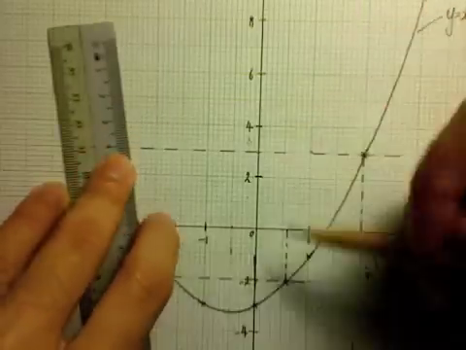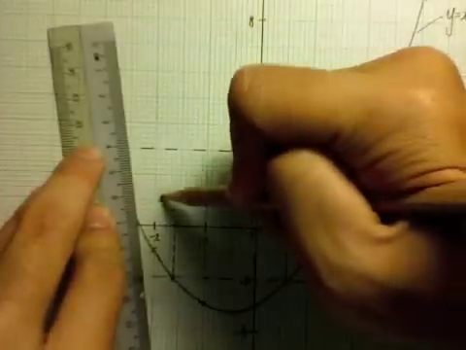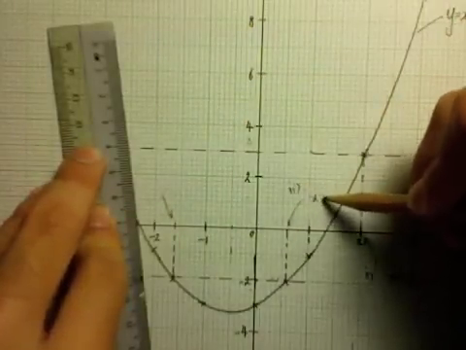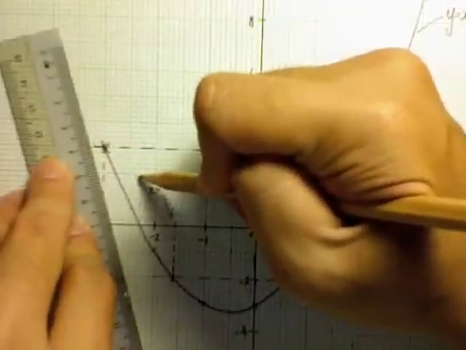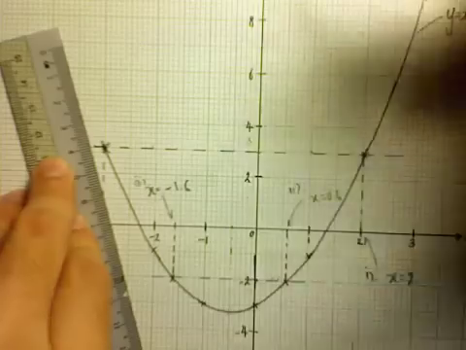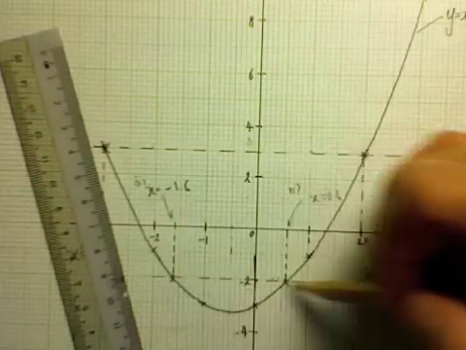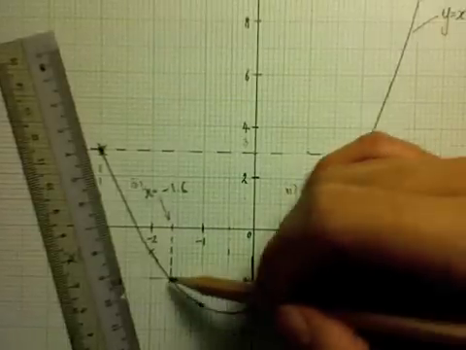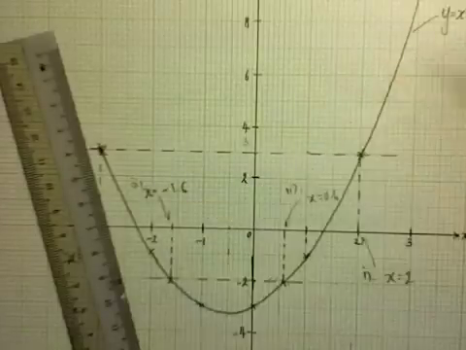Now, after we have drawn a vertical line upwards, we will read off the x value, which will be x equals 0.6 and x equals -1.6. So again, y equals -2. We find the two intersection points, we draw a vertical line upwards and we read off the x value.